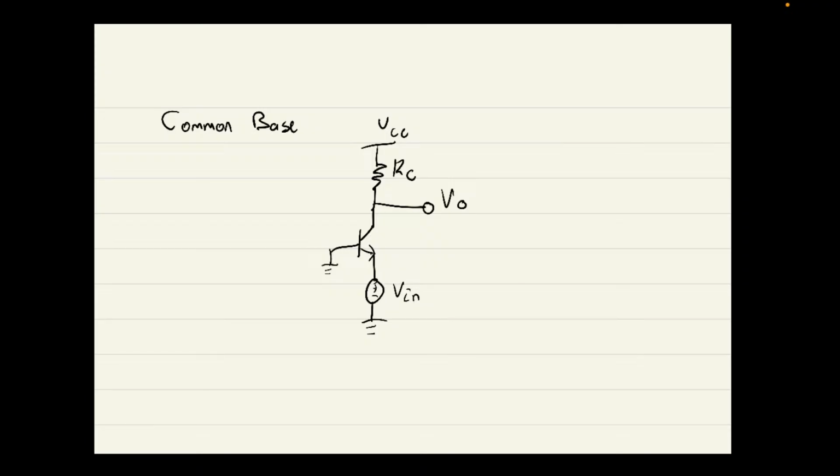Okay, so common base has a low input impedance, so it's pretty good in that regard. Pretty sure this has a unity current gain, about unity. Voltage gain is not unity, and we're going to derive that right now. So let's get into the small signal model for this.